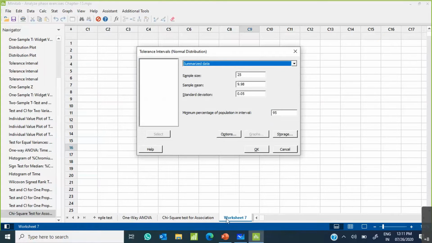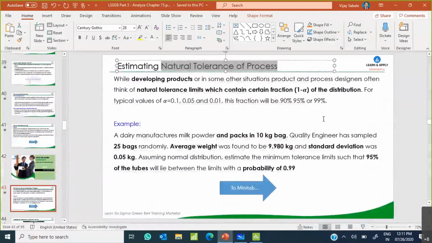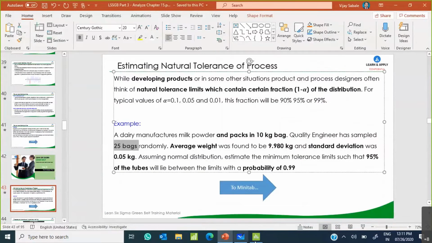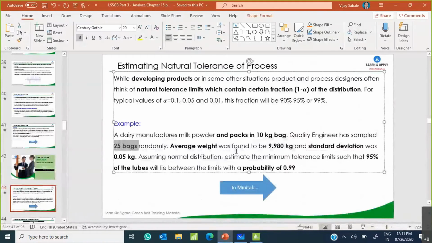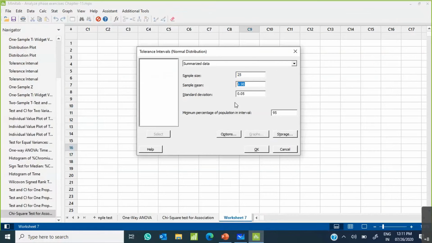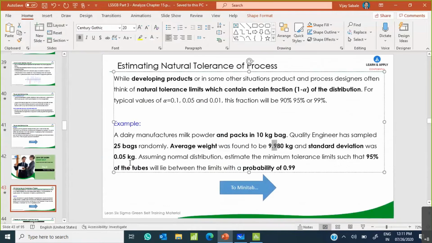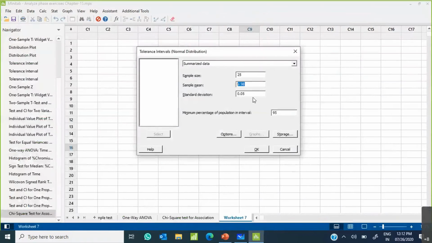So in the example we considered, the sample size is 25, so we entered the sample size as 25. What is the mean we got? The average weight was found as 9.98, so we put in the mean. Then the standard deviation is also required because we are using the normal distribution. The standard deviation was 0.05 kg. So these are the values required for the calculation of tolerance intervals: sample size, mean, and standard deviation, right?